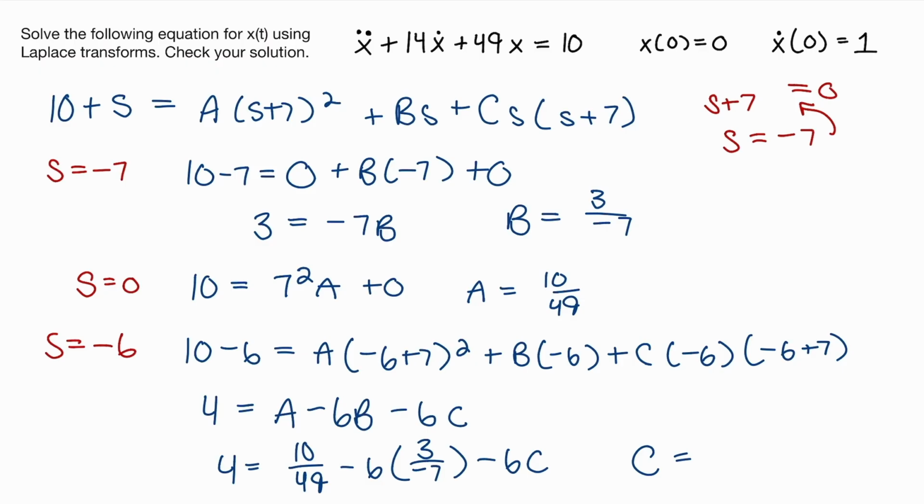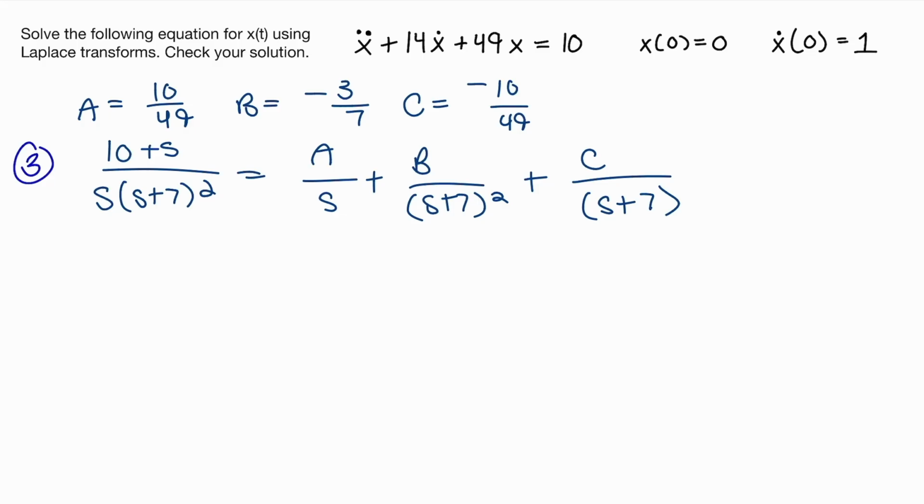And then just doing out the algebra, we'll find that c equals negative 10 over 49. So now we have all of our coefficients, so we're ready for the next step. Now that I have the equation that we found earlier and the coefficients that we found, we can just plug the coefficients in.